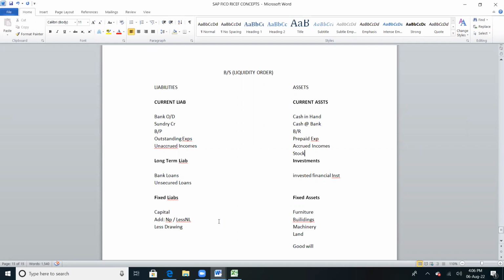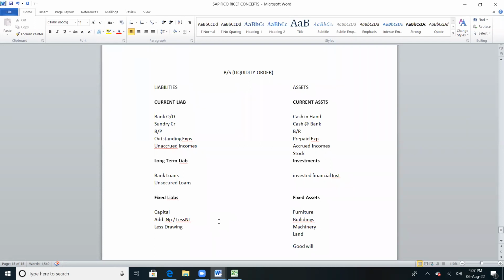Write down under that: sole trader firms or individual businesses, partnership firms, banks, and other businesses will prepare their balance sheet as per the liquidity order. Full stop.